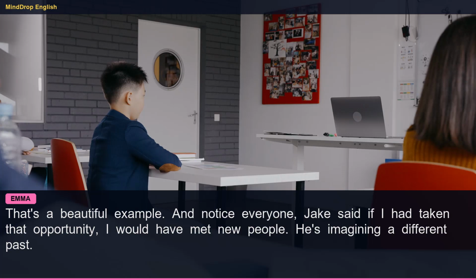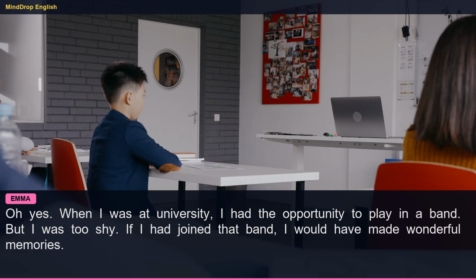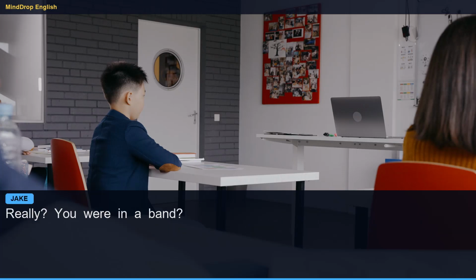That's a beautiful example. And notice everyone, Jake said if I had taken that opportunity, I would have met new people. He's imagining a different past. What about you, Emma? Do you have any regrets? Oh yes. When I was at university, I had the opportunity to play in a band. But I was too shy. If I had joined that band, I would have made wonderful memories. Really? You were in a band? No, that's the point. I wasn't. If I had been braver, I would have joined them. But I said no, and now I regret it.